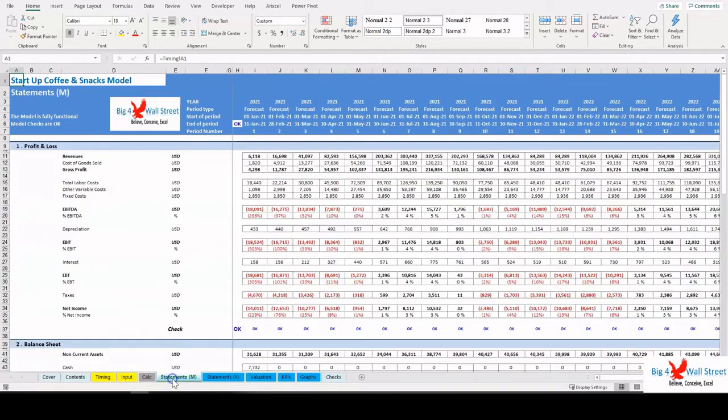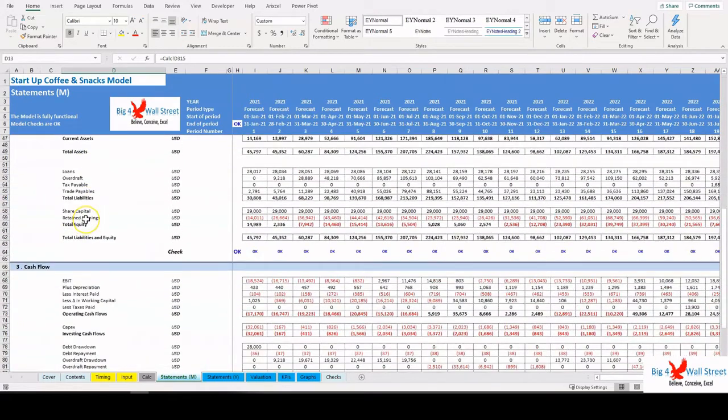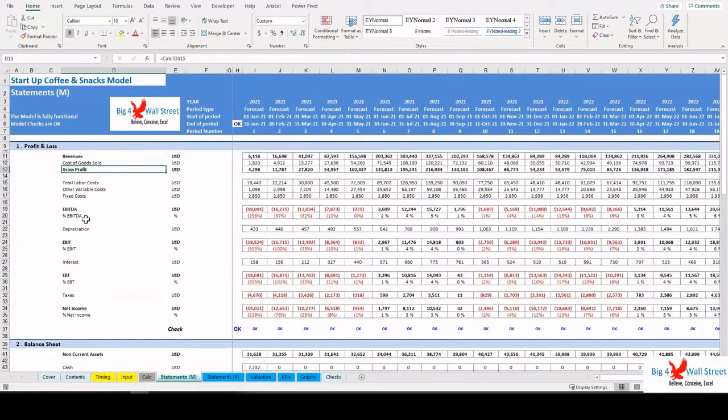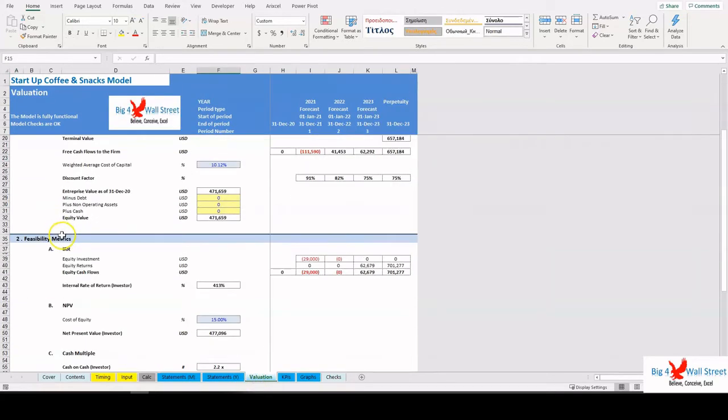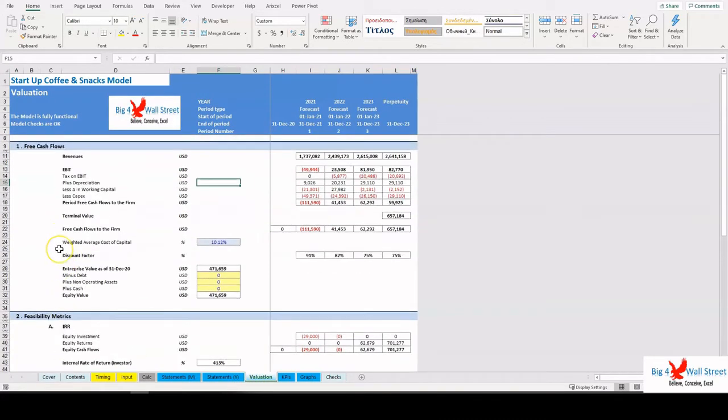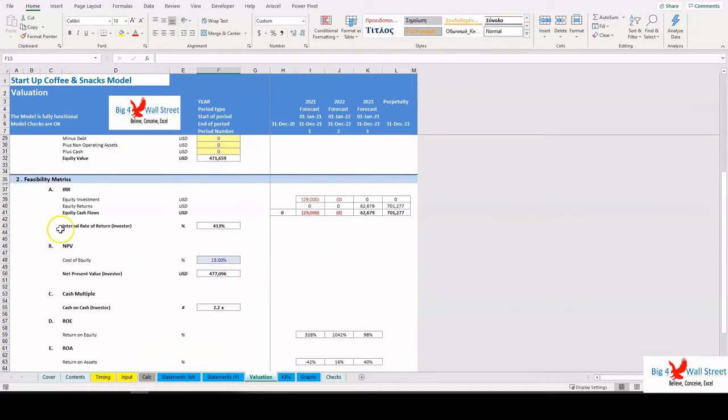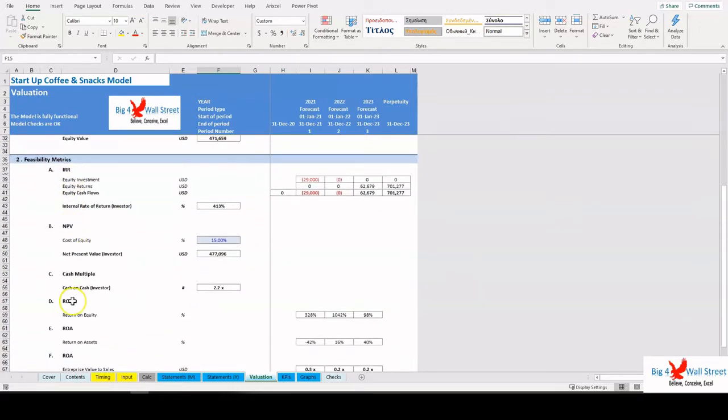On the Financial Statements tabs you can see the resulting income statement, balance sheet as well as the cash flow of the company under project. In the Valuation tab, the valuation of the company is performed. In the same tab you can also find some feasibility metrics such as return on equity, return on assets, net present value, internal rate of return and cash on cash multiple.